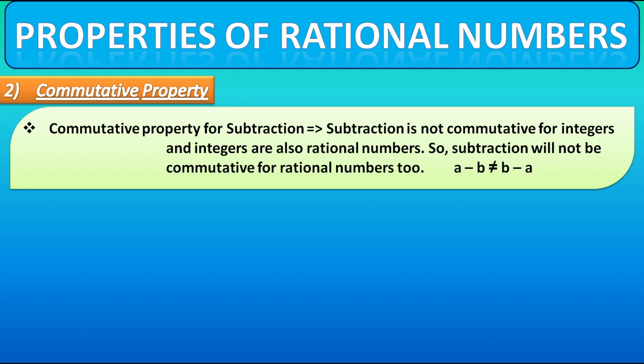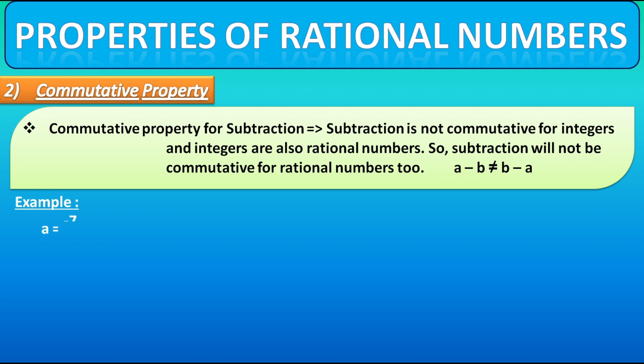Subtraction is not commutative for integers, and integers are also rational numbers. So the commutative property for subtraction does not hold for integers, and integers are also rational numbers. So, subtraction will not be commutative for rational numbers too. That means A minus B is not equal to B minus A. Let's check with the help of an example.